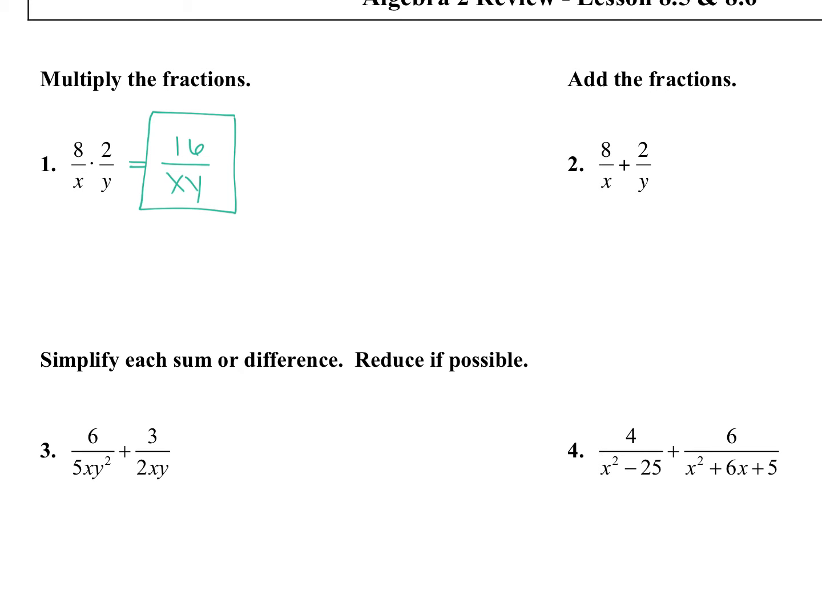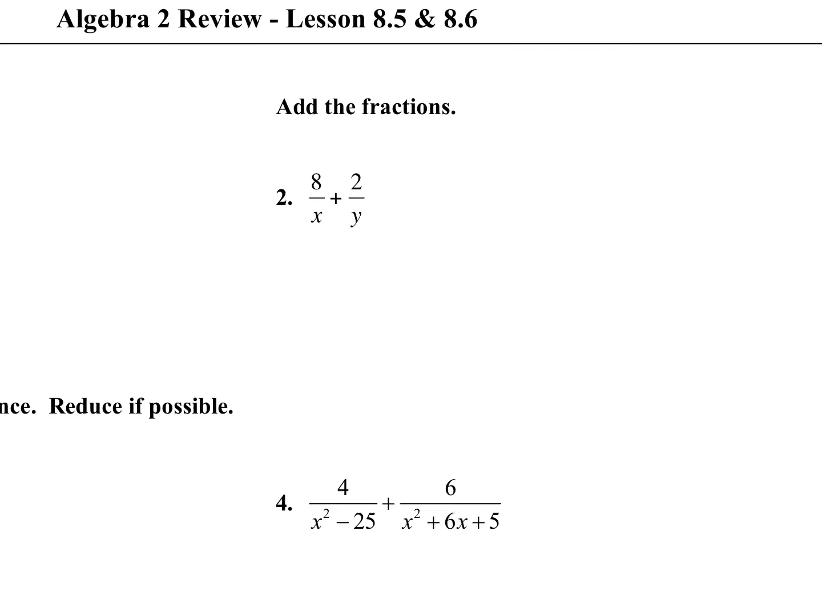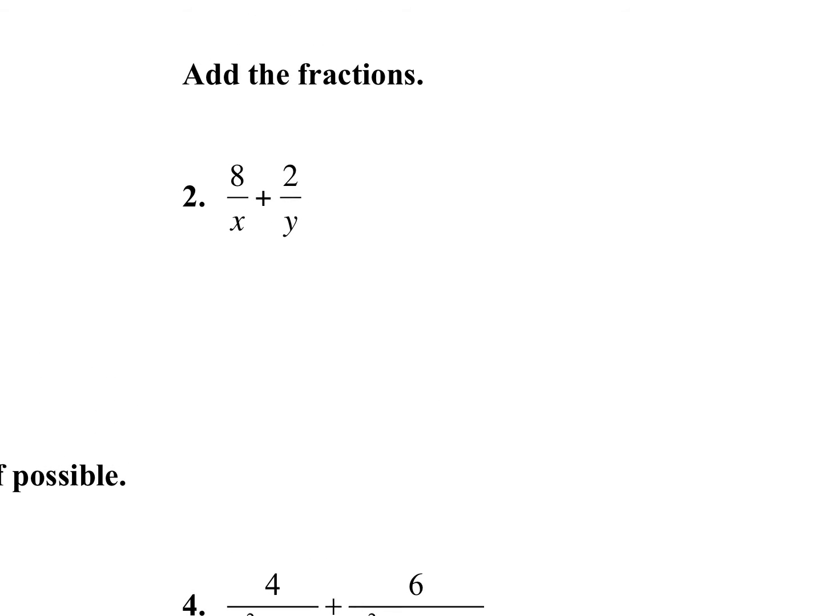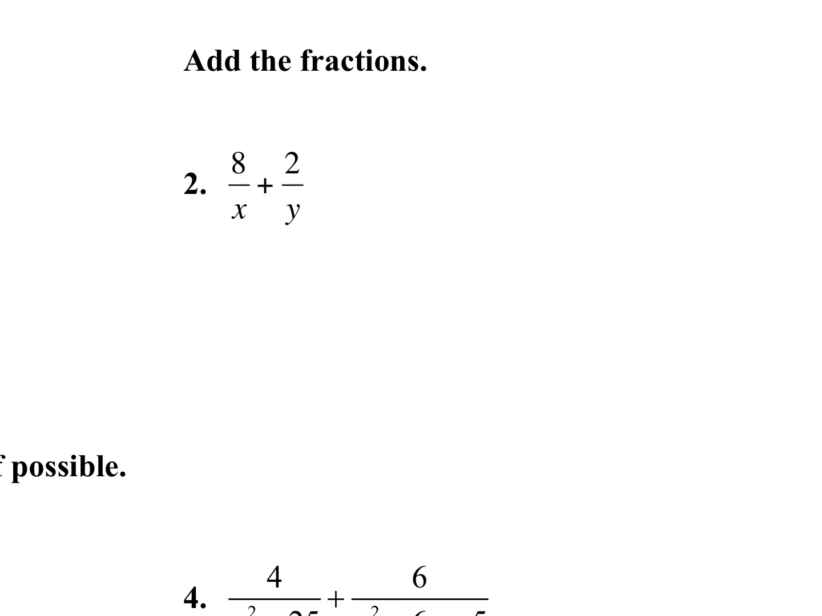So if we're going to add these right now, what is your common denominator? xy. Okay, so if I need xy to be my common denominator, what am I going to multiply my left side, my 8 over x by? Not y. Y over y.